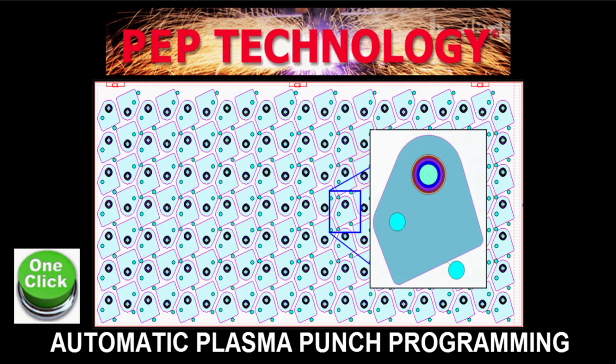The PEP Plasma Punch software will automatically nest, tool, group parts by work zones, sequence, and post the NC code in less than a minute. Every programming task is done with the same skill a veteran programmer would perform, only 100 times faster. Enough said. Watch and enjoy PEP Technology's true AI intelligence for plasma punch and laser punch machines.